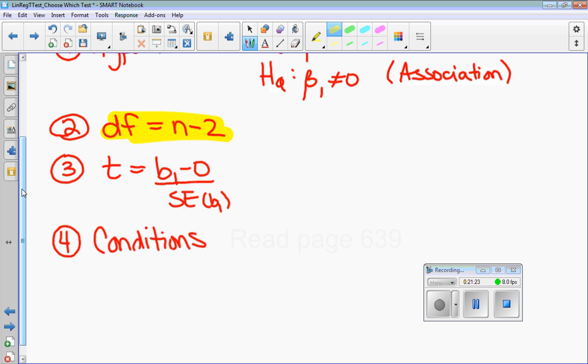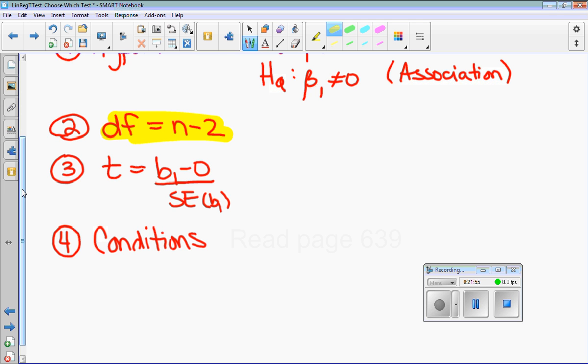So, why are we subtracting 0? Because that is the claim. When we think about a regular t-test, it's your mean minus the population mean, x bar minus mu. Well, we don't have a mu. We're talking about 0. The slope is 0. That's the claim. So that's the formula for the test statistic.